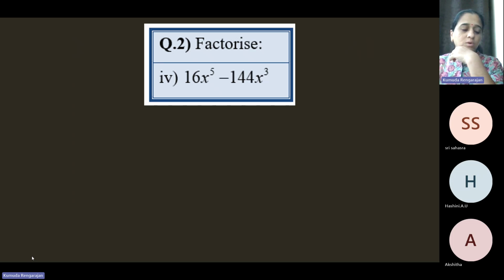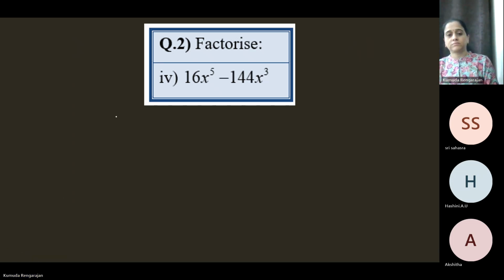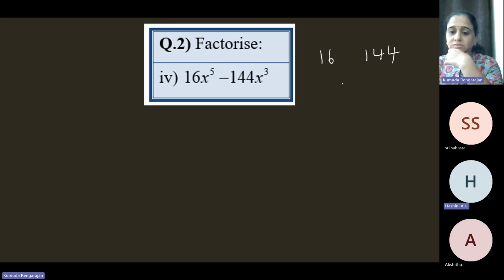What is the HCF of these two terms? For anybody online, what is the HCF of 16 and 144? No, HCF is one number. 4 and 12, I don't understand. How do you find the HCF of two numbers?